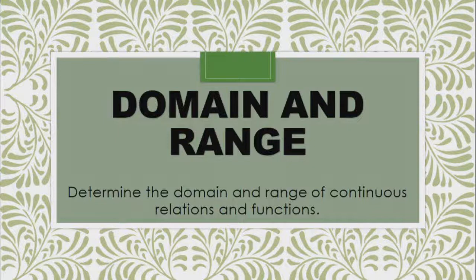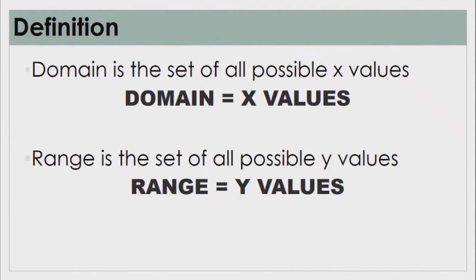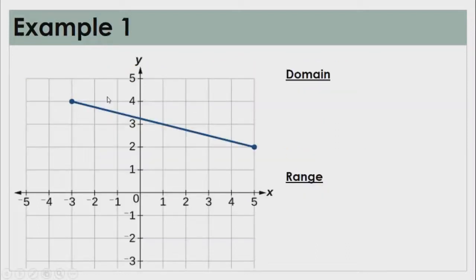I will discuss the domain and range of continuous relations and functions. So the domain represents the x values, while the range represents the y values. To write the domain, the x values, you want to remember what is the left value and what is the right value. So in this case, the value on the left is -3, and the value on the right is +5.